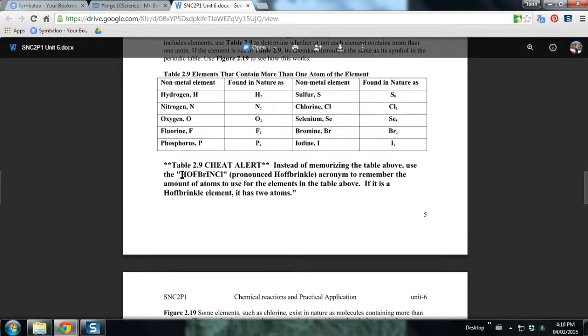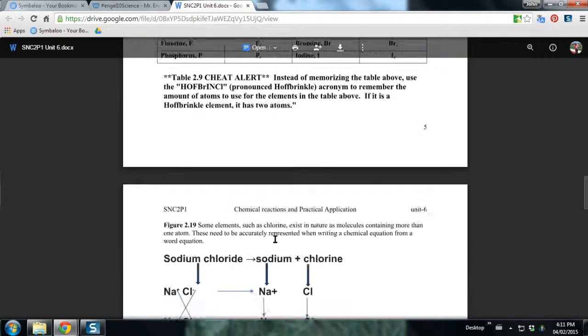So just make sure we know this cheat for this table. If it's not in the Hofbrinkel, we're not going to cover it. Phosphorus we're not going to use, selenium we're not going to use, sulfur we're not going to use. We're just going to be using these ones. This is what you need to know, these ones that have this value of 2, by using the Hofbrinkel.